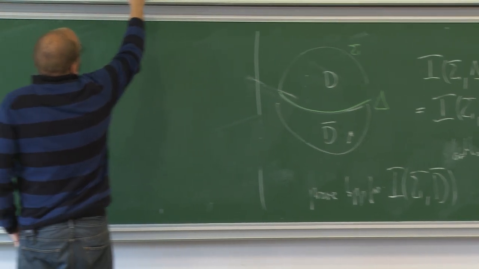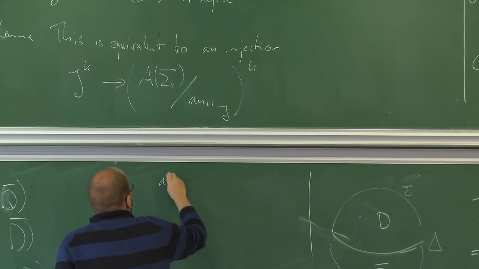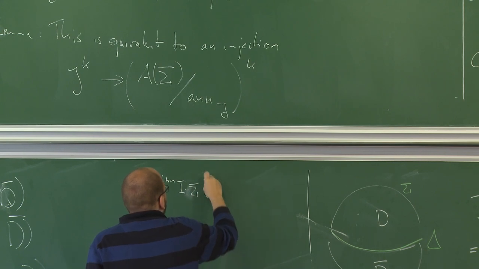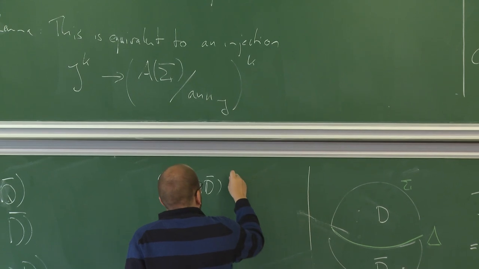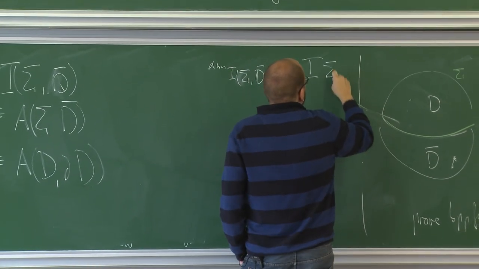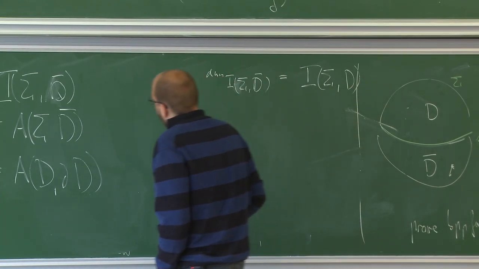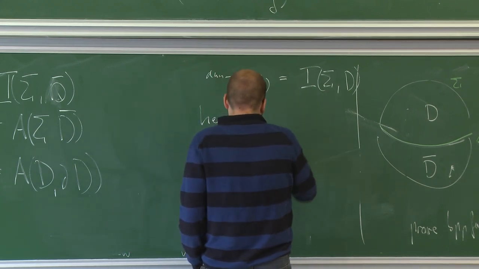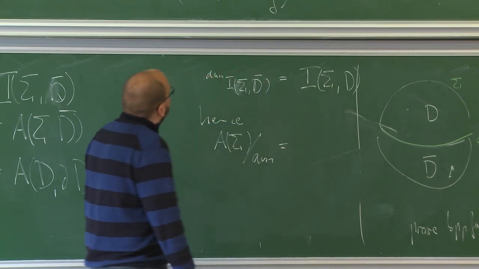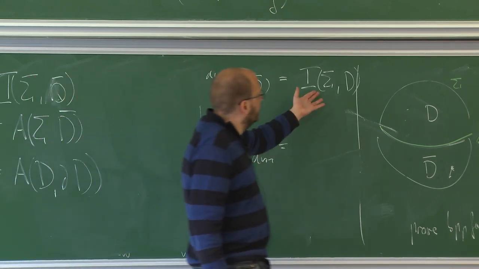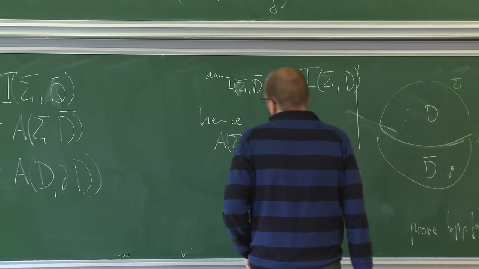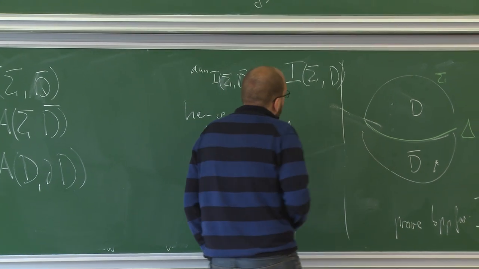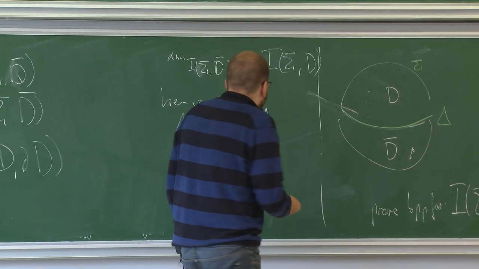So I take out the annihilator of I_sigma D bar. Well, this is exactly I_sigma D. Hence, A_sigma modulo this annihilator, well, what is left? If I take out the ideal supported in the interior of D, what do I get? Now I mod out all those faces that are not contained in D, so I really am left with A of D.